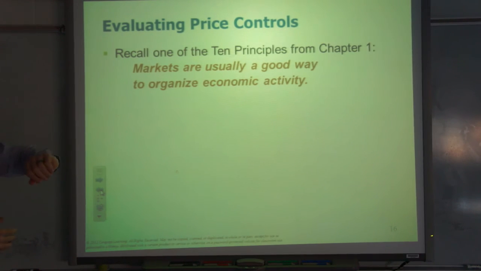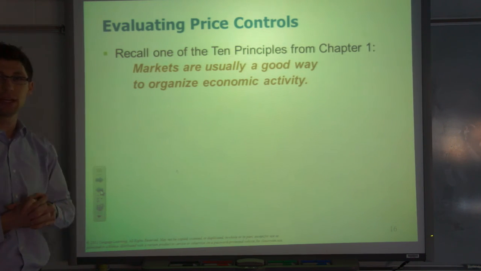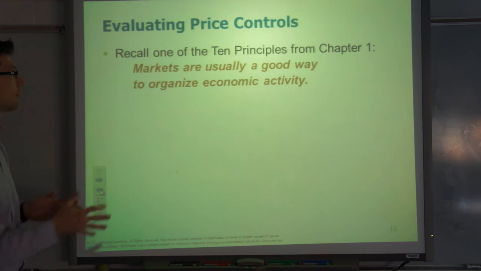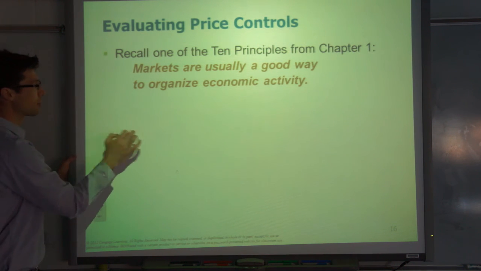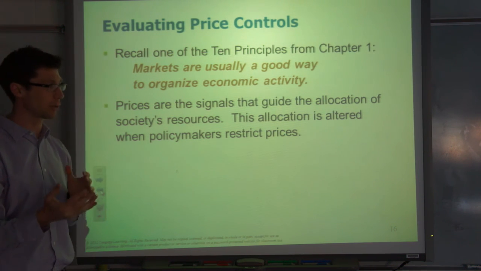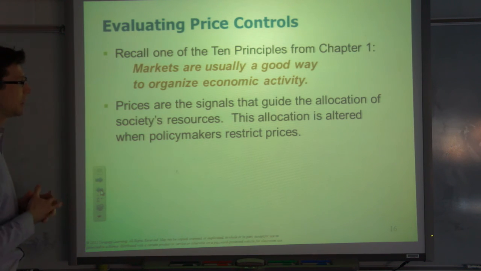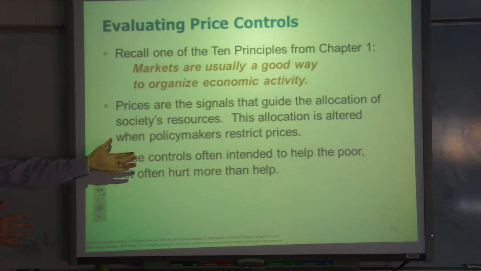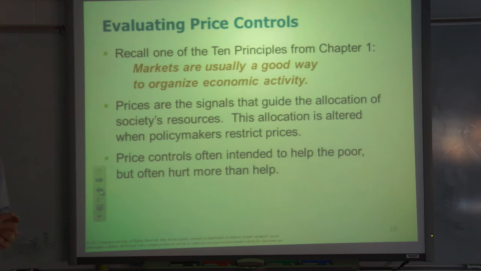So if we're evaluating price controls, we want to look back at one of our 10 principles: markets usually are a good way to organize economic activity. It's a good way to allocate goods and services, allowing markets and their forces of supply and demand to determine price and quantity. Prices are the signals that guide and allocate society's resources. This allocation is altered when policymakers restrict prices. So we can step in and change market outcomes, but it doesn't necessarily mean that we did so in an efficient manner. Price controls are often intended to help the poor, but they often hurt more than they help.